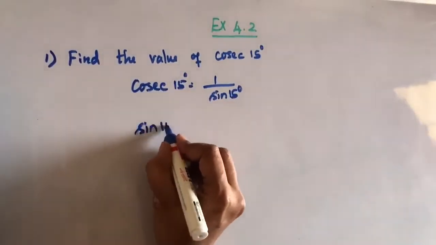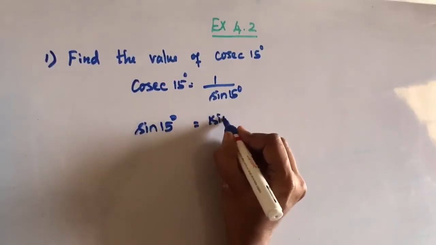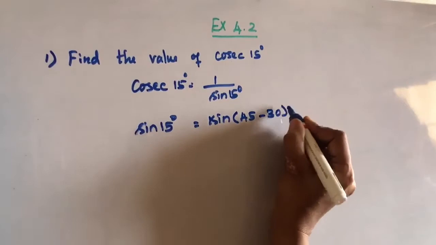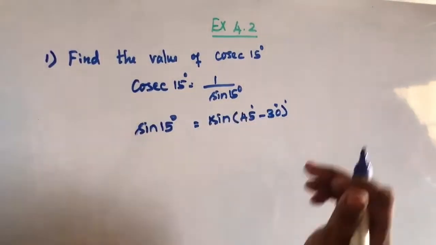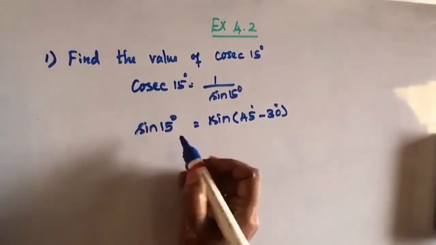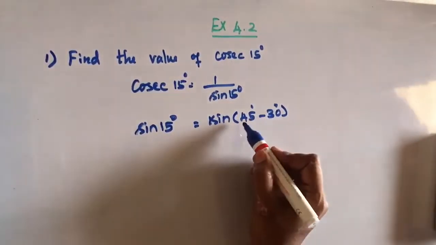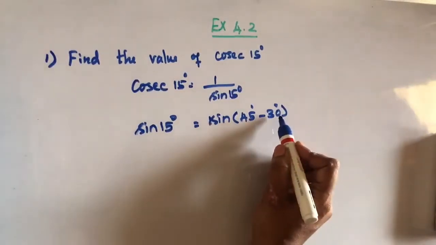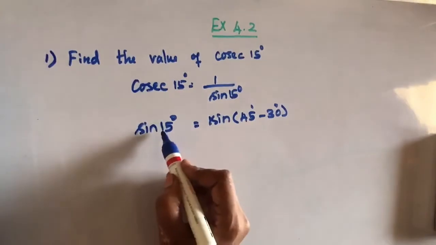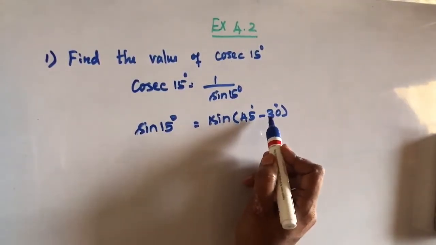So, sin 15. I write sin 15 degree as sin 45 minus 30 degree. Okay, we have to split the given value with a known value. Sin 45, sin 30 values you know, so you can write. Isn't it? So, sin 15 can be written as sin 45 minus 30.